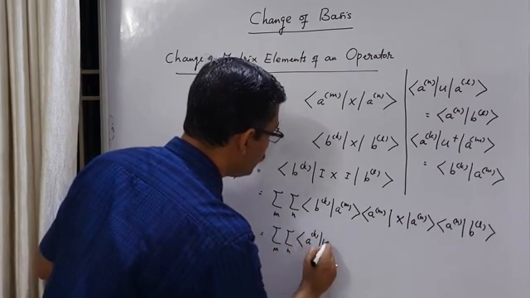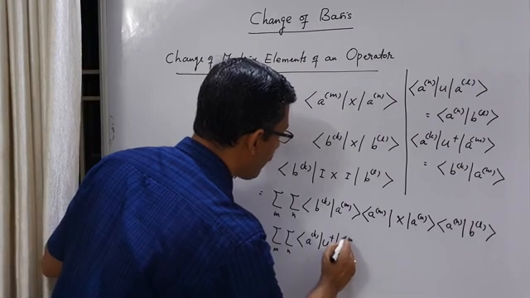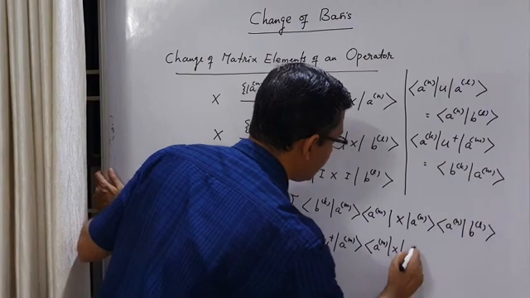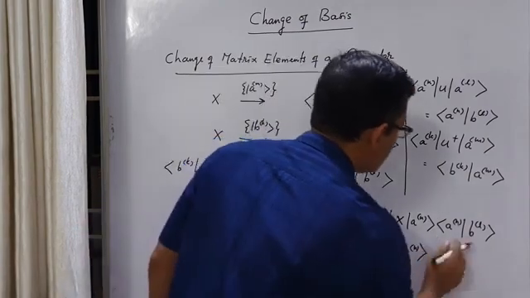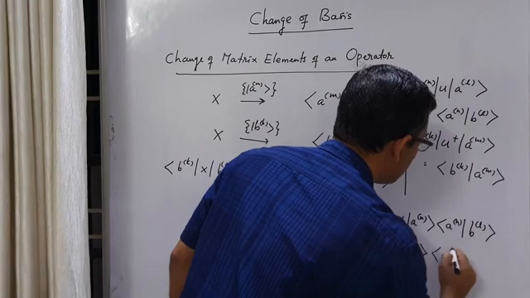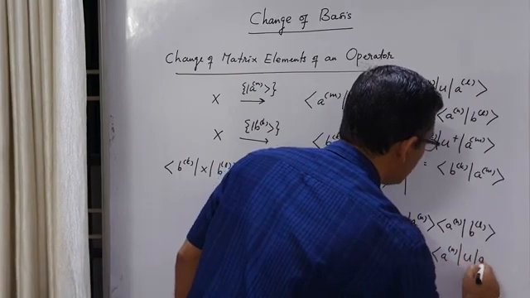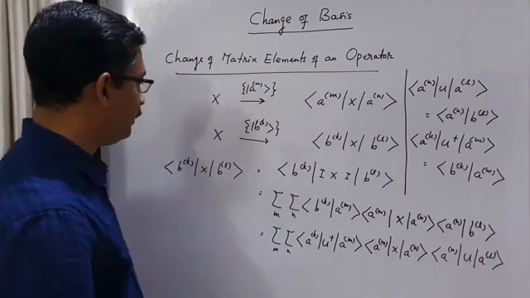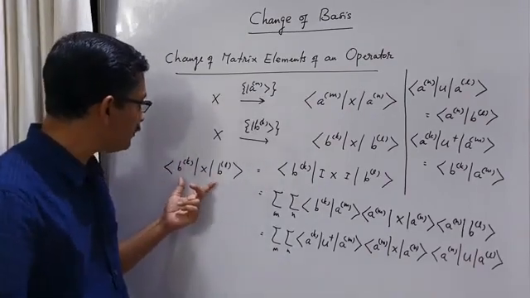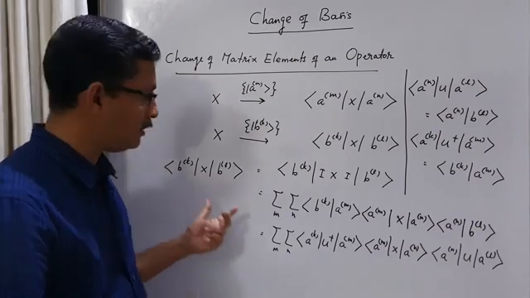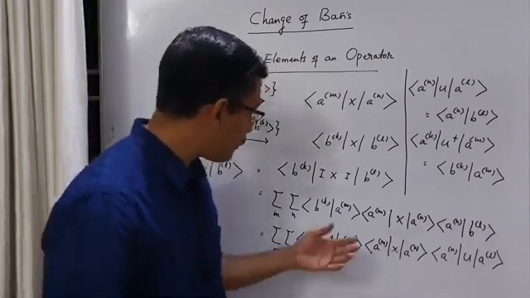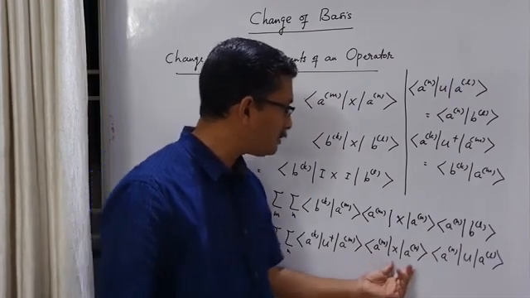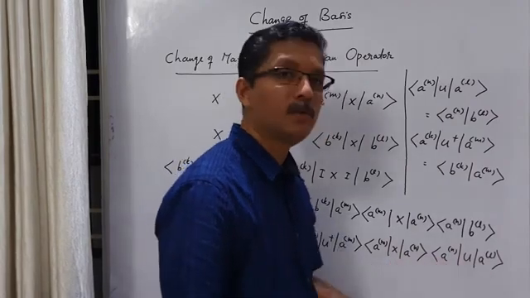So, sum over N, here I can write <A_K|U†|A_M>. This is the matrix element of X in the old basis, <A_M|X|A_N>. And this is the matrix element of U, that is Nth matrix element, <A_N|U|A_L>. So what you get here is the matrix element of X in the new basis is equal to the product of the matrix element of U dagger in the old basis, the matrix element of X in the old basis, and the matrix element of U in the old basis.